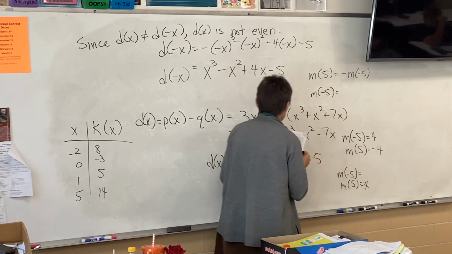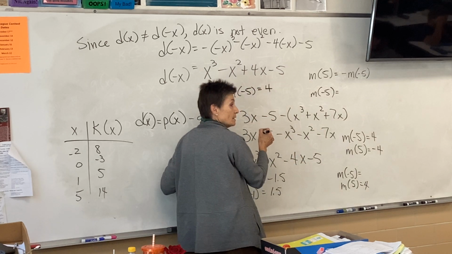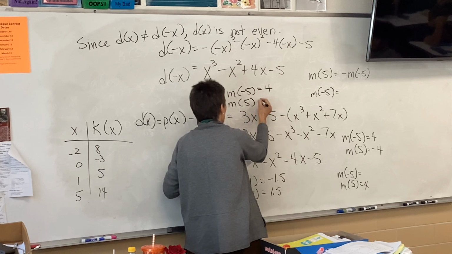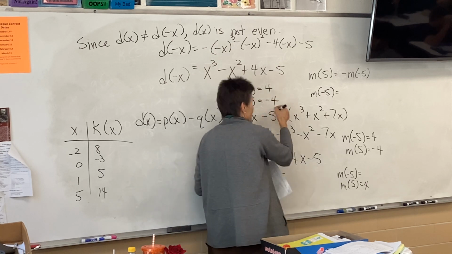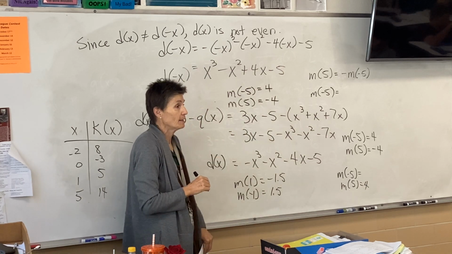So when I looked at my picture and it said m of negative 5 was 4, then I automatically know if I make that a positive 5, this is going to be a negative 4. That's what odd means. Ellen?